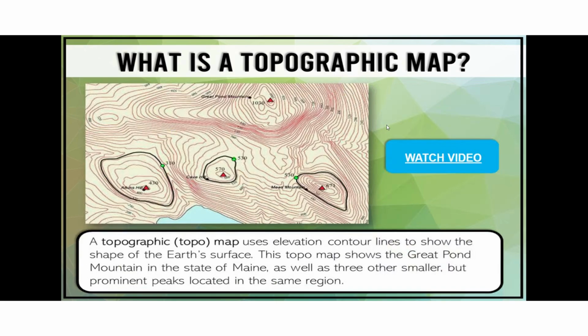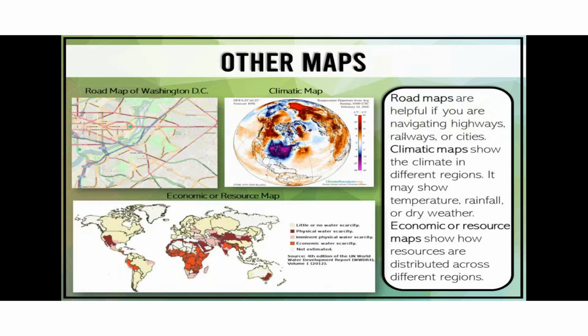A topographic map, also known as a topo map, uses elevation contour lines to show the shape of the Earth's surface. We'll watch this video on Wednesday. This particular one shows the Great Pond Mountain in the state of Maine, as well as three other smaller but prominent peaks located in the same region. So this basically shows mountains. This shows elevation changes. So if you're an avid hiker, then you're probably pretty familiar with a topographic map.